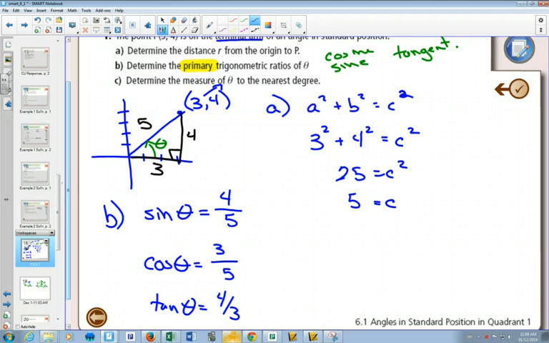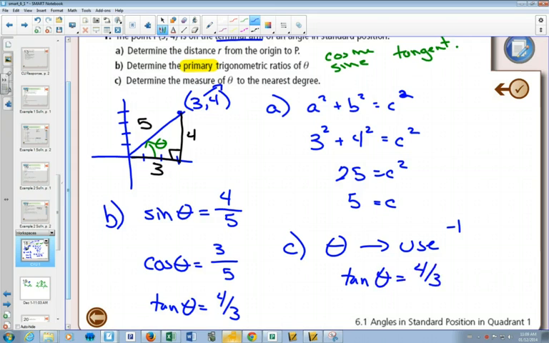And finally, it says, determine the measure of theta to the nearest degree. You can use any one of these, right? Remember, when we want to find theta, that's when you're going to use one of the inverse functions, either sine inverse, tan inverse, cos inverse. So it doesn't matter which of these ones that you pick, you can find it. So someone said, let's use tan. We know that tan of theta is 4 over 3.